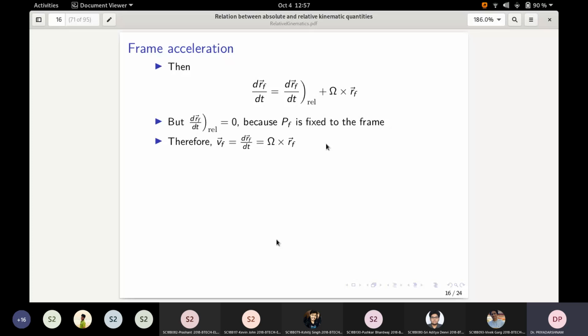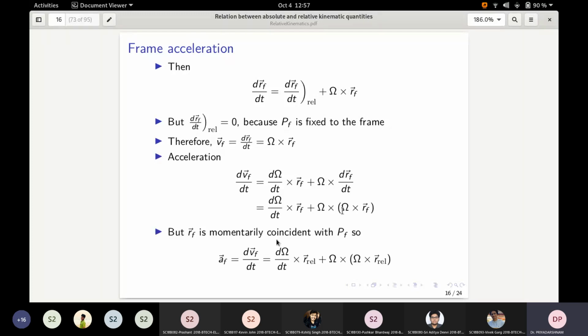So you should convert the latitude and longitude to the ECEF frame or something similar to that before you apply this cross product. So if you try to compute the acceleration, once again you get this term d omega by dt cross RF plus omega cross dRF by dt. And dRF by dt we just now computed, since the particle is momentarily coincident with PF. So you get only this term. The other term vanishes, that is dRF by dt relative.